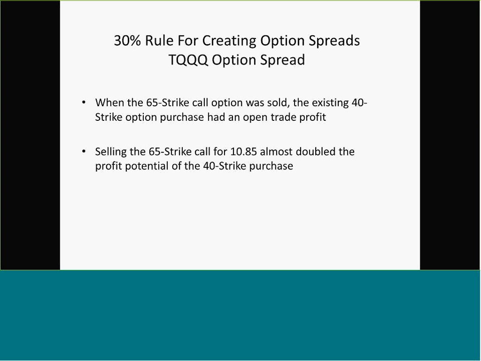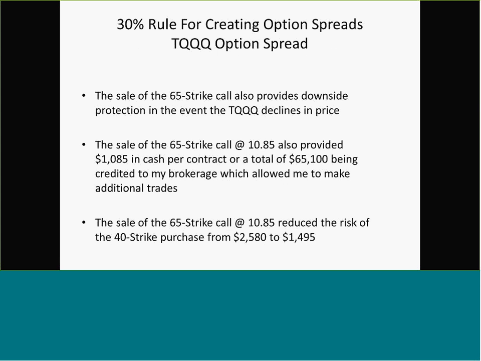So that's another important advantage to these debit spreads: when you sell to open that call option, you increase the profit potential of your existing trade. And in this example, by selling that 65 strike at 10.85, that almost doubled the existing profit potential that I had. And of course, that provided downside protection.